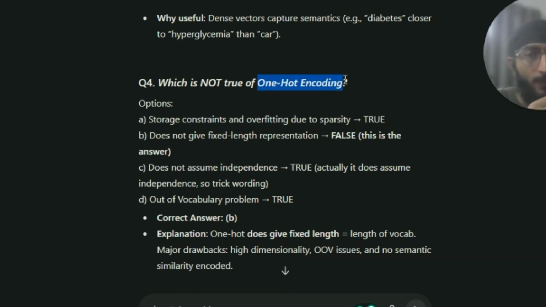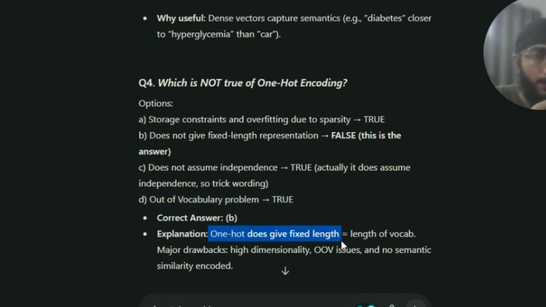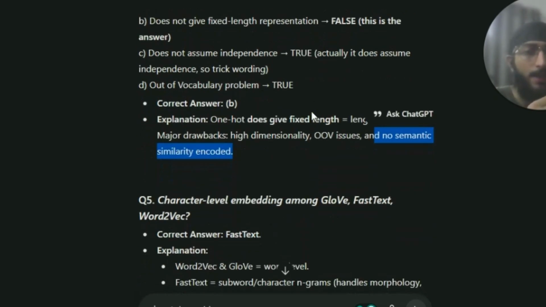Now, what are the true statements for one-hot encoding? Storage constraints and overfitting due to sparsity. Then does not assume independence. It does assume independence, so that is trick wording. Out of vocabulary problem, true. So the explanation is one-hot encoding does give fixed length, that is the length of the vocabulary. Major drawbacks are high dimensionality, OOV issues, and no semantic similarity encoded.